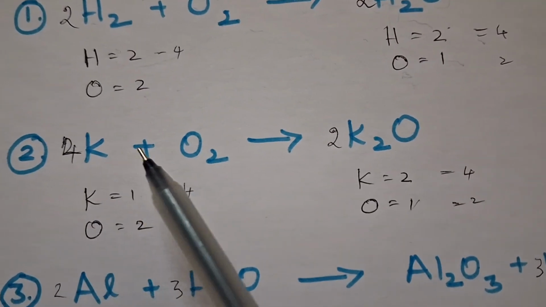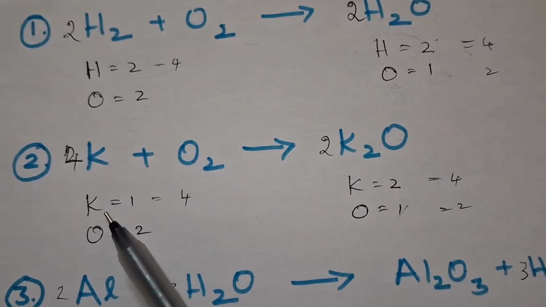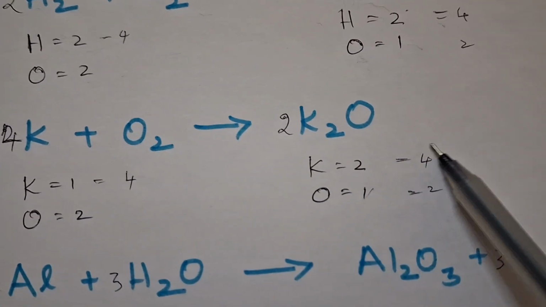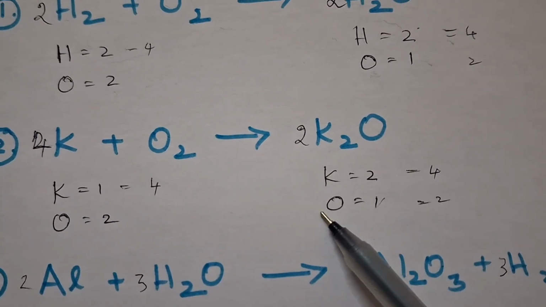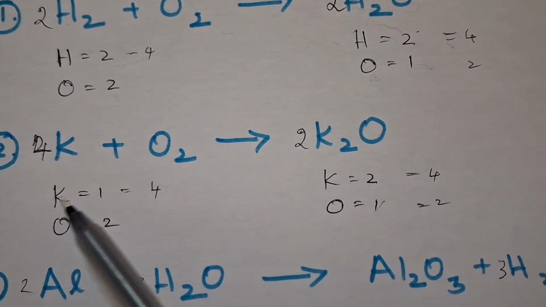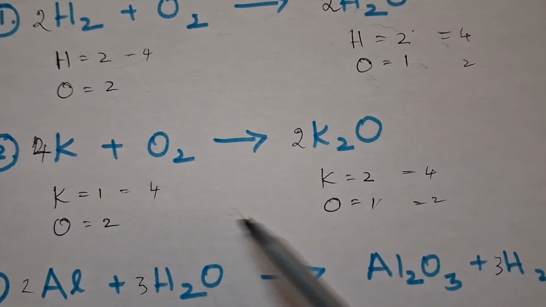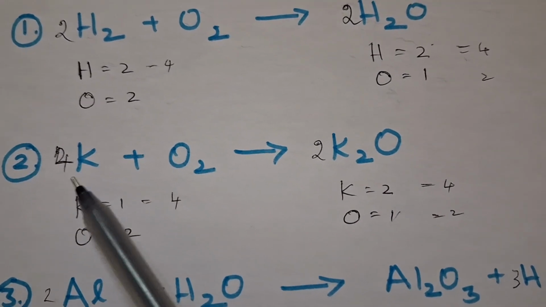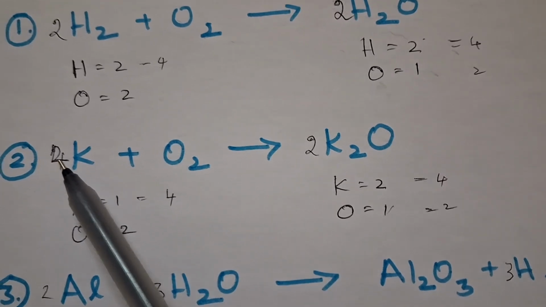In the case of potassium plus oxygen gives you K2O, here K is what? Only 1, and oxygen is 2. Here K is 2 and oxygen is 1. So though the total is equal, potassium is 2 here and 1 there, oxygen is 2 there and 1 here. So the number of atoms is equal, but it's not the same for each element. So we have to put a 4 here. Just again a trial and error method only.